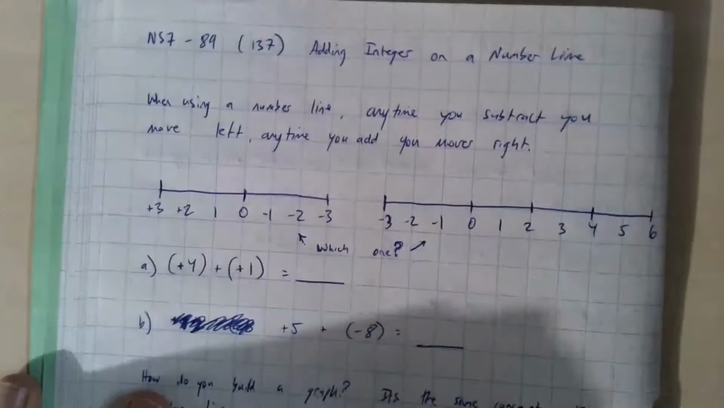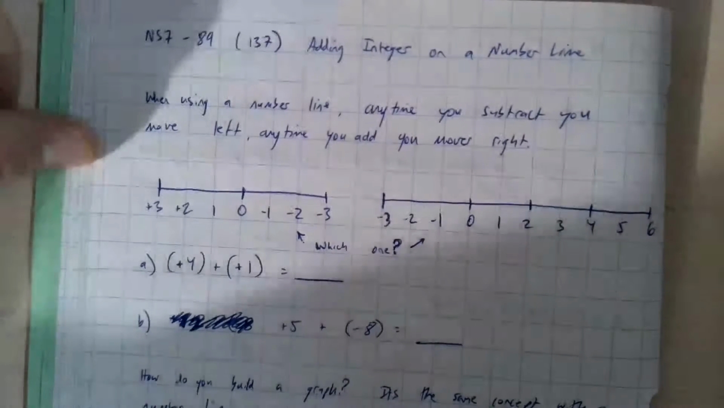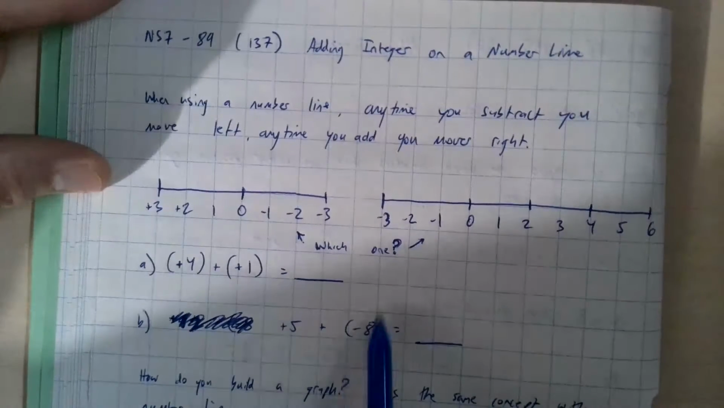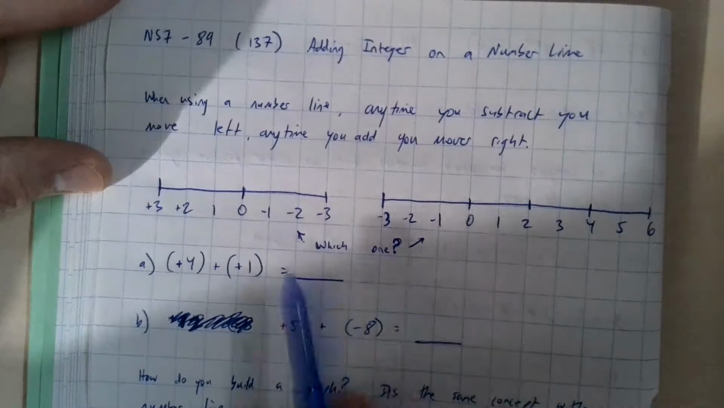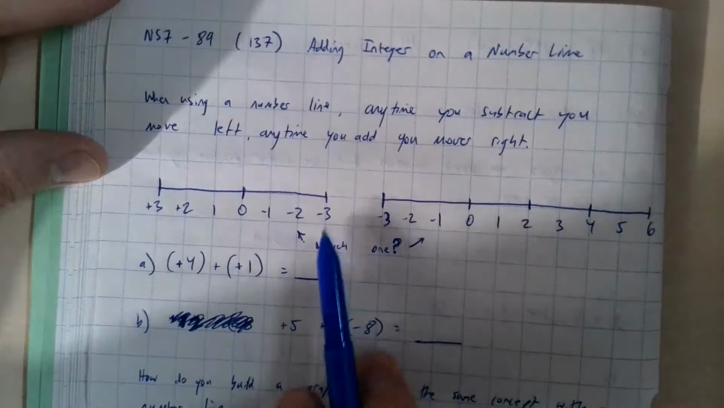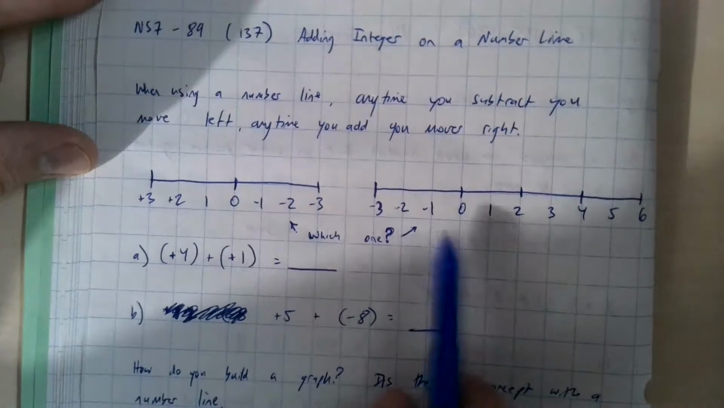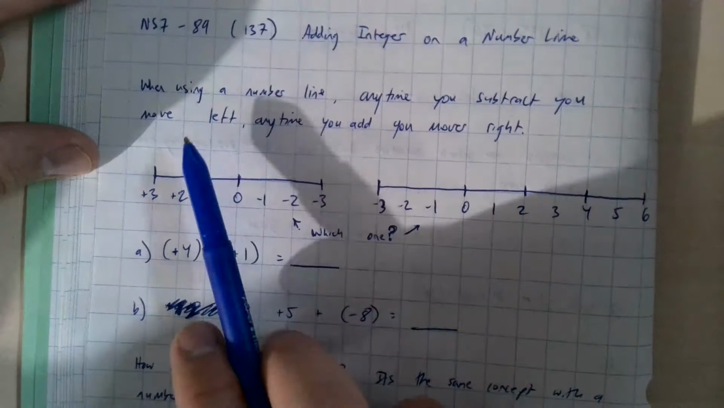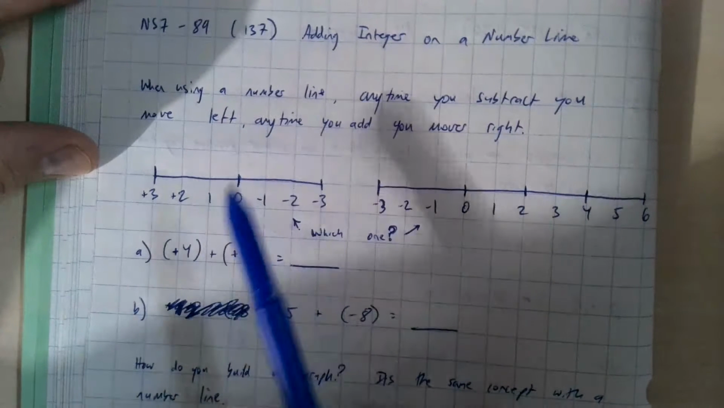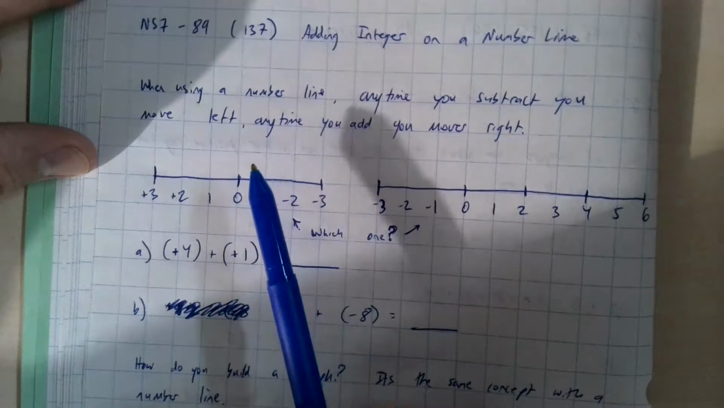And I'm going to double up my lessons right now because it's a very similar concept. So this is for the next one, which is 137. You'll notice that these are two number lines that I've drawn out. Which one's correct? You should always be using the one that has positives going to the right and negatives going to the left. The reason for that is because we have this rule right here. When using a number line, anytime you subtract, you move left. Anytime you add, you move right.